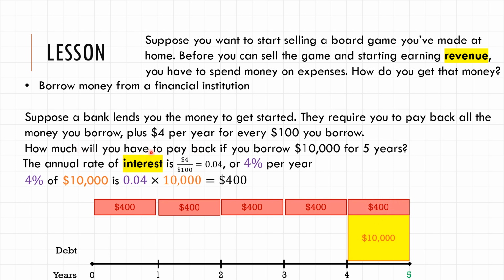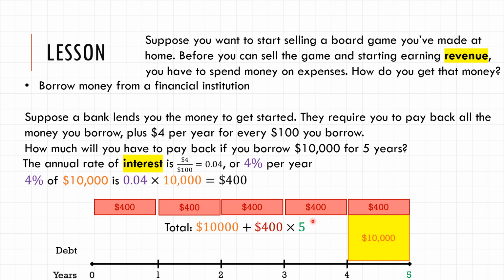In total, how much do you need to pay back to this bank? Well, you need to pay back the original amount that you borrowed, the exact value, plus the fee. And the fee is $400 times 5, because it was for 5 years that you borrowed this money. The total fee would then be $2,000. So $12,000 in total: $2,000 in interest and $10,000 in principal. That is the amount that you borrowed to get started. How did we calculate $12,000?